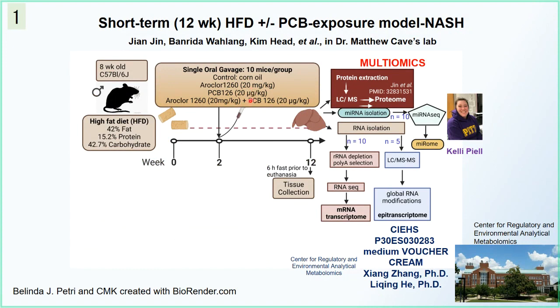And all these concentrations ultimately end up in the mouse to mimic what humans have as body burdens of these particular PCBs. So then mice have another 10 weeks on the high-fat diet, and they're euthanized after 6 hours of fasting, and their liver tissue is processed in various ways to use a multi-omics approach to understand the progression of fatty liver to NASH. And so prior to my joining this project and trying to look at the epitranscriptome, Dr. Cave's group had already done a protein extraction for LC-MS/MS to identify the proteome in these four groups: the control, the Aroclor 1260, PCB-126, and the combination exposure.